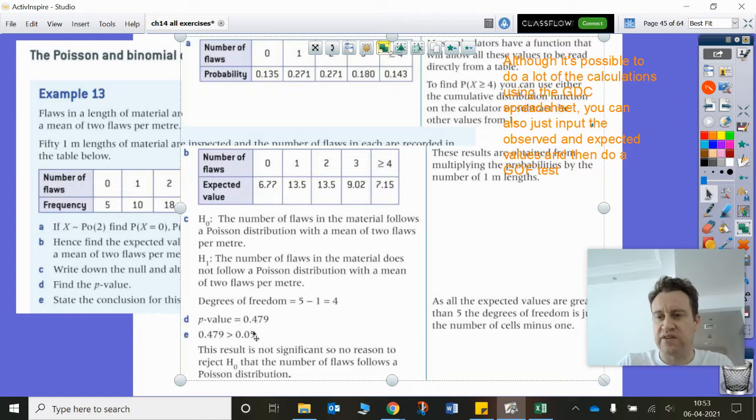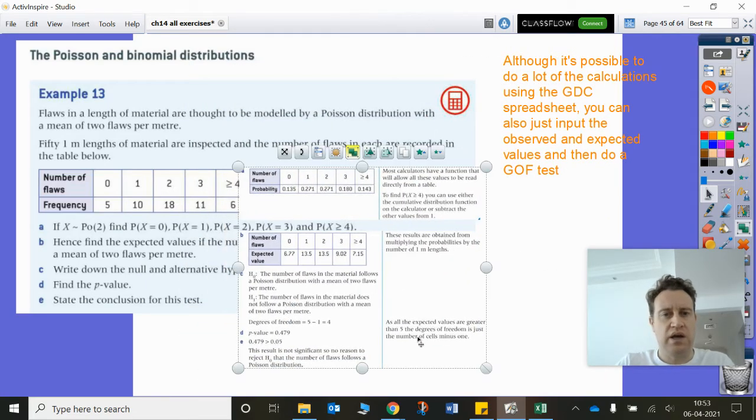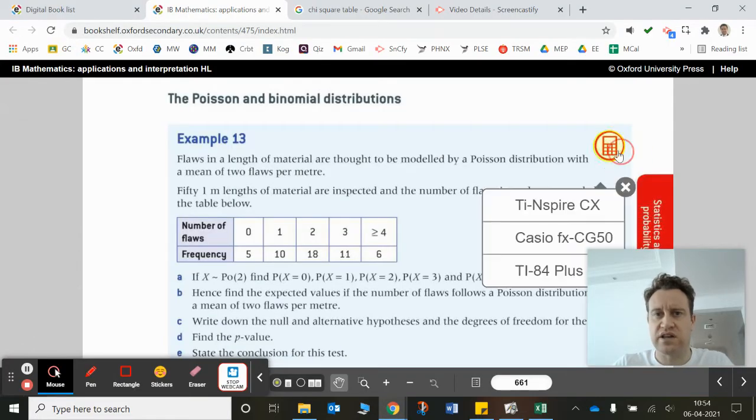Okay, now obviously at a 5% level, that p-value is not underneath 5%, so therefore we cannot reject the null hypothesis. Okay, so this result is not significant, so no reason to reject H0. So fine. Okay, there we go, question done. Pretty straightforward. Let's have a look at how the book does it though, because I think, let's just check this one out.